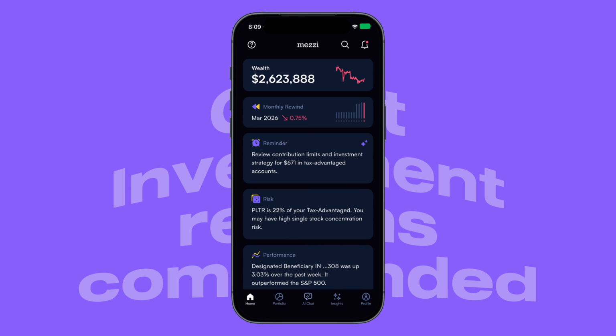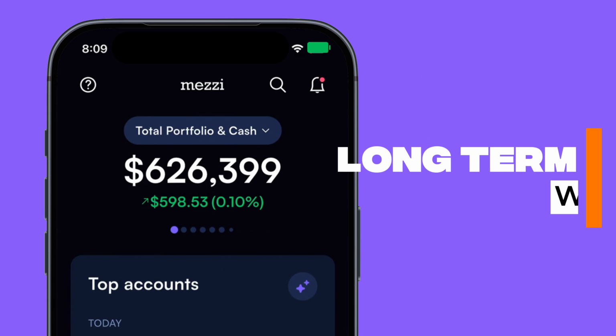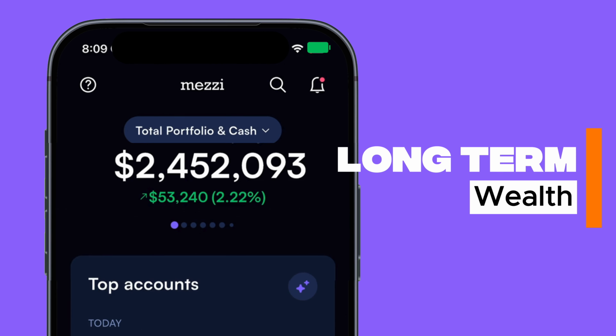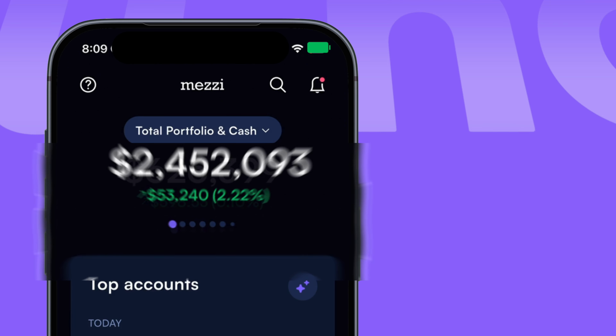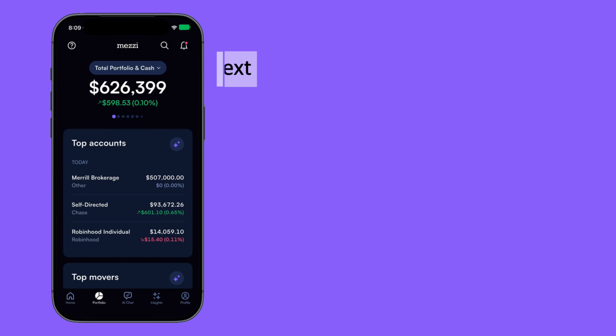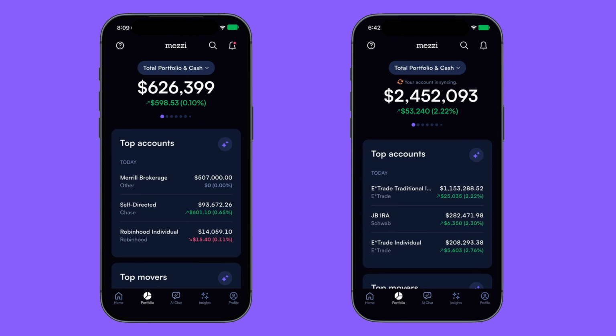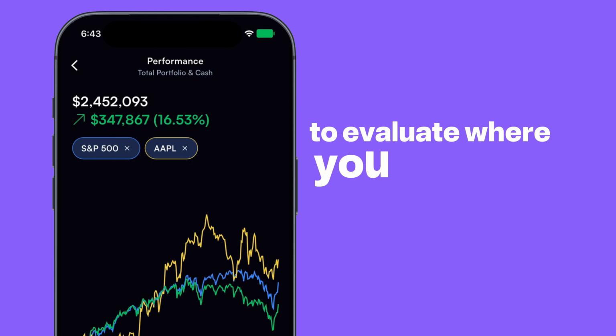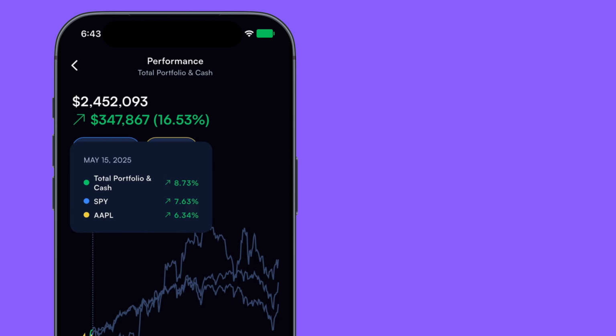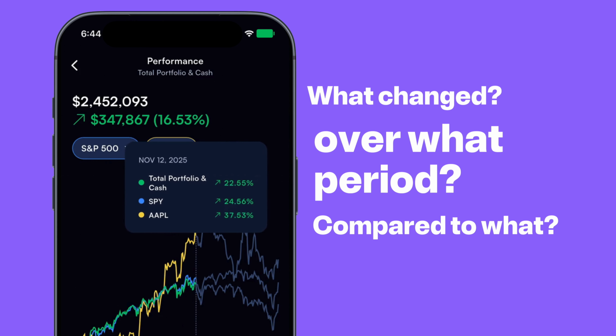Great investment returns compounded over many years lead to long-term wealth. But what is great? To understand performance, you need context. You may not have the same performance returns as someone else. To evaluate where you stand and why, you need to compare time-weighted performance and look at what changed over what period and compared to what.